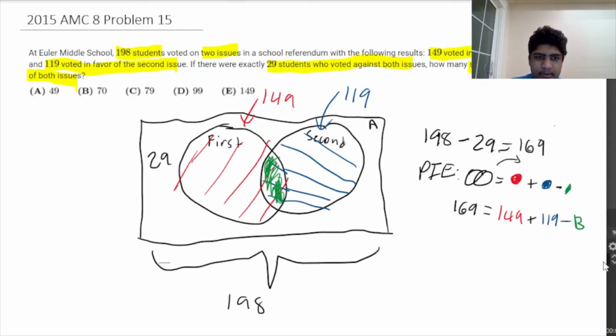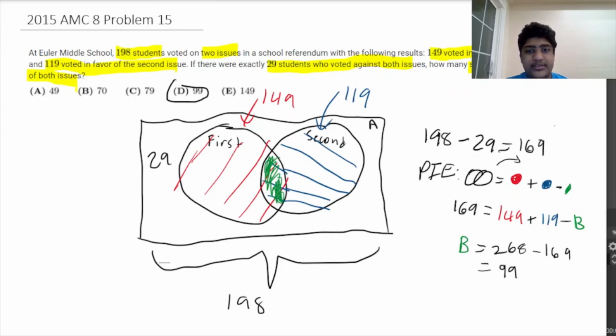Alright. So if we add B to both sides and subtract 169, we'll have that B is equal to 149 plus 119, which is 268, and we are of course subtracting off 169, which means that B is equal to 99. And since B is what we're trying to find, we look back at the answer choices. We see that 99 is choice D, and we are done.